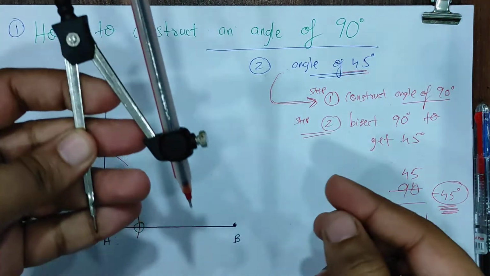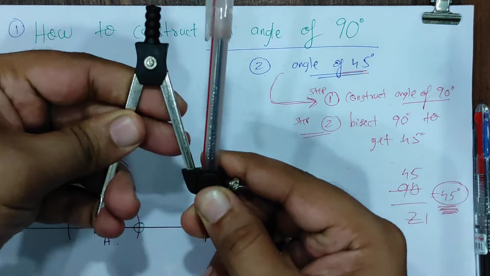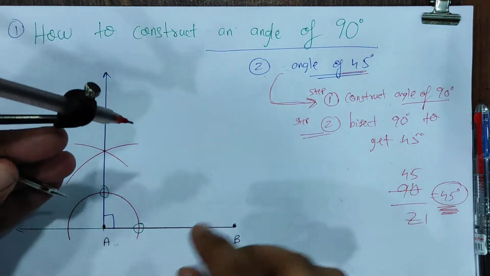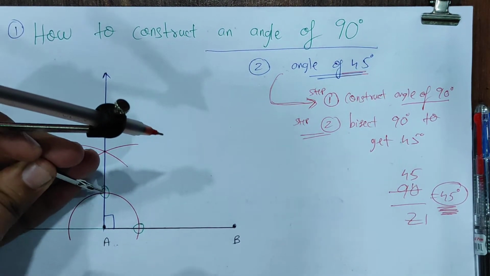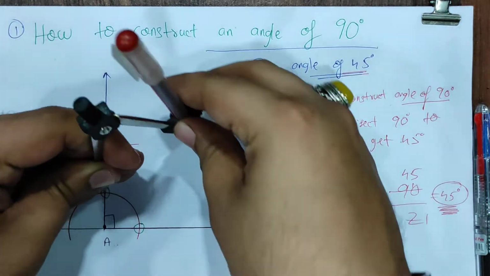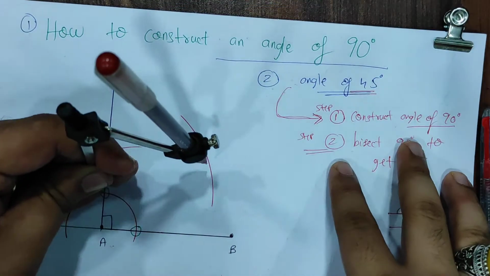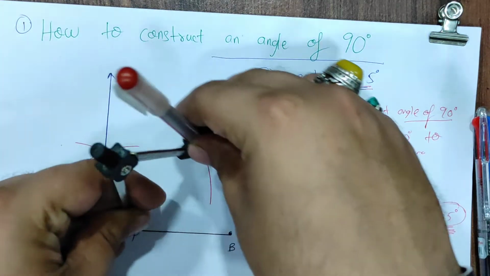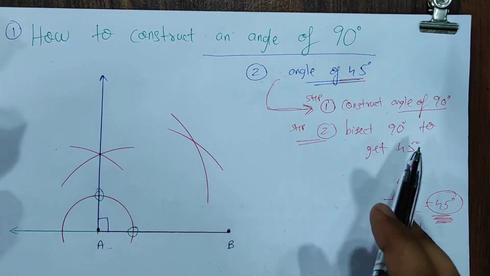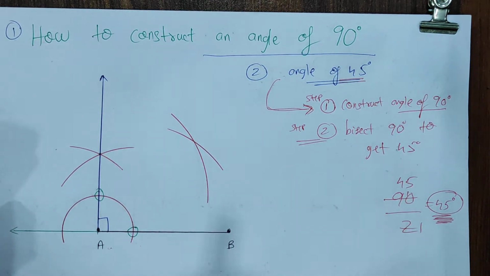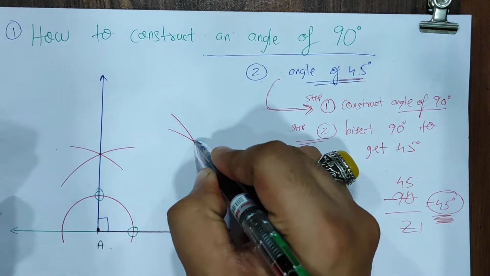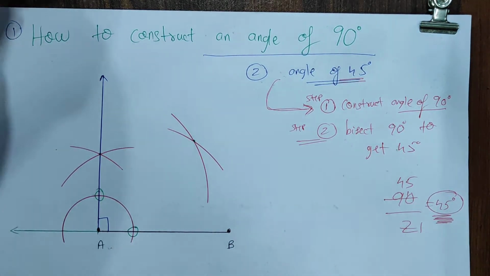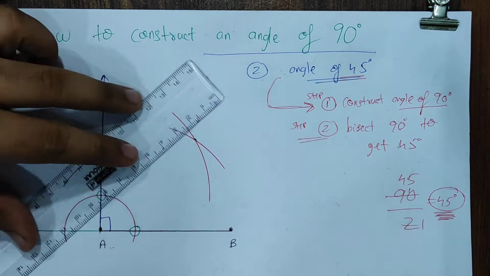Okay, now take any radius of your choice, preferably more than half. Okay, but I have changed the radius. Now keeping the compass at this point, which I have encircled with a green color, draw an arc over here. Okay, now without changing the radius, keeping it at this point, draw an arc over here. Then highlight this point, and this point I will connect with this 90 degree point where there is an angle of 90 degree. Okay, let me draw it.